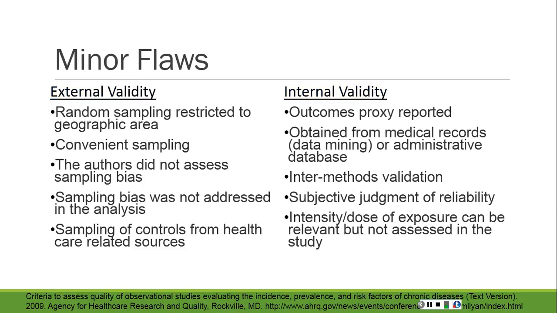There are also some minor flaws. In terms of external validity, if random sampling was restricted to a geographic area, if they used a convenience sample, or the authors did not assess sampling bias or address it in the analysis, and sampling of the controls was from healthcare-related sources. As we discussed last week, one of the studies that we looked at included controls that were healthcare providers as opposed to the general population.